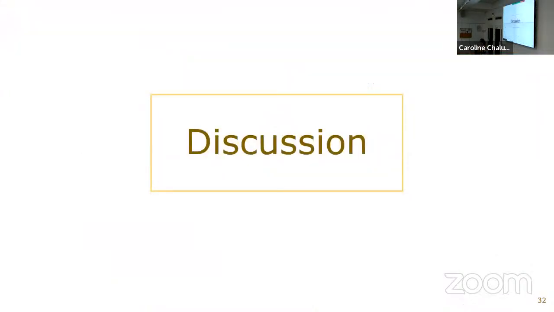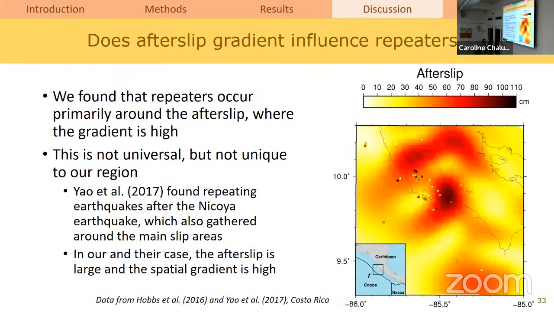Now we're moving on to the discussion portion of my talk. I'm going to discuss all these main results, and I'm going to start with the relationship that we observe between the repeaters' placement and the afterslip gradient. We found that these repeating earthquakes happen primarily around the patches of afterslip, and this is not necessarily visible in a lot of places, but it is something that we see elsewhere.